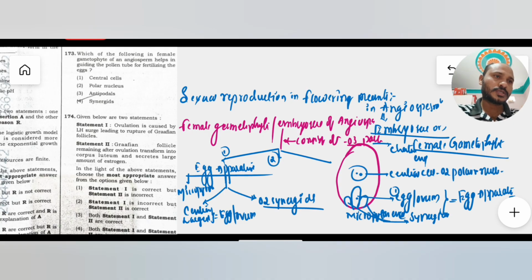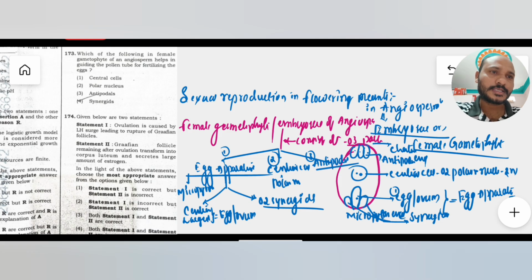Second one is the central cell with two polar nuclei. And towards the chalazal end there are three cells. These cells are called antipodal cells. So the third one is antipodal cells, present towards the chalazal end.